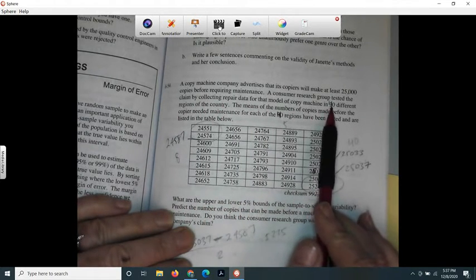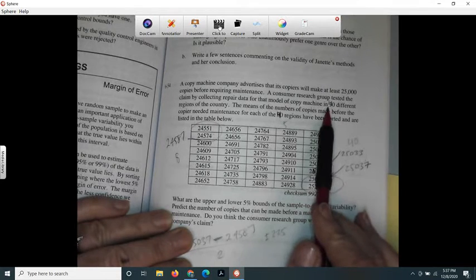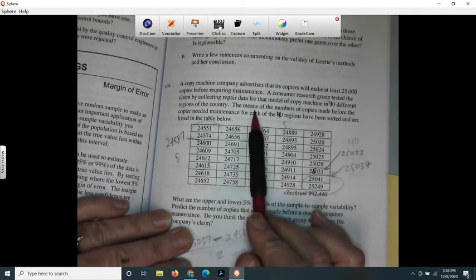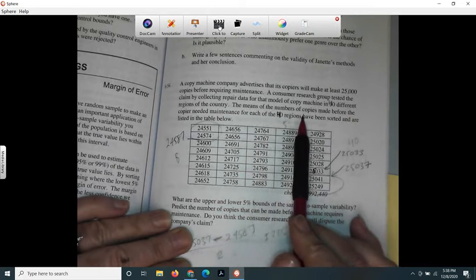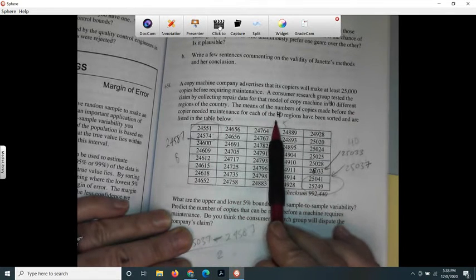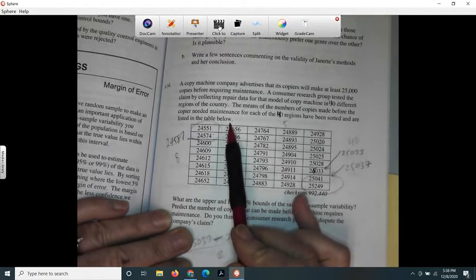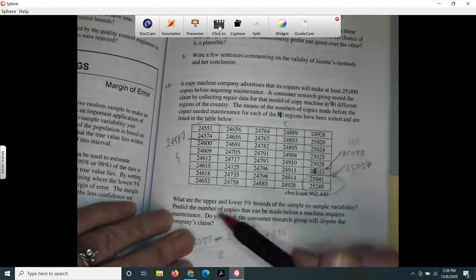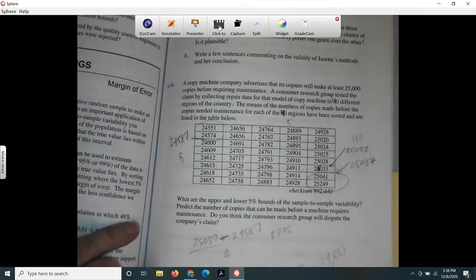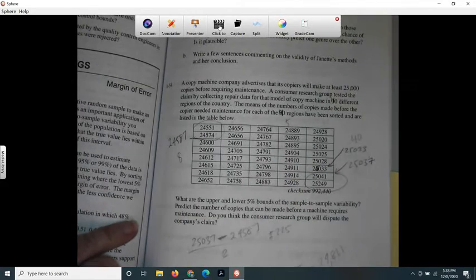30, but there's a typo in your book maybe, 40 different regions of the country. The means of the numbers of copies made before the copier needed maintenance for each of the 40 regions have been sorted and are listed in the table below. So if you look at this table, this whole problem is riddled with typos, and so is your answer key. Sorry.